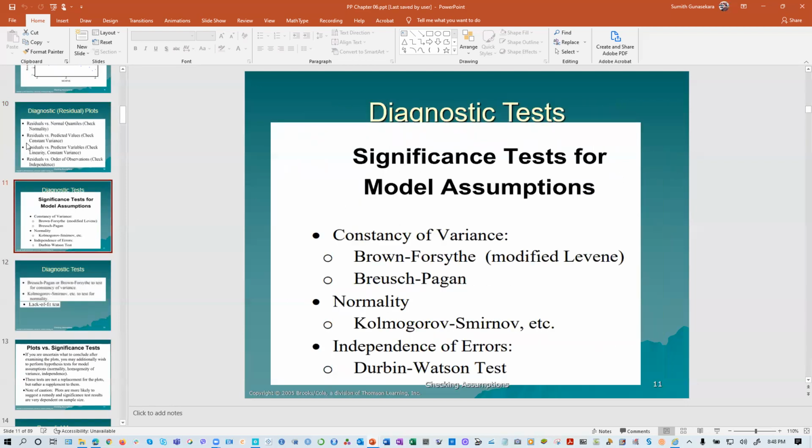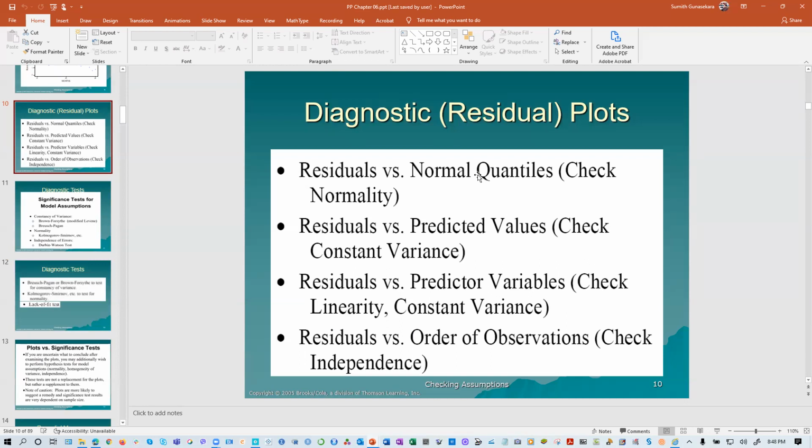In addition, by looking at these graphically, you can make a conclusion about whether the error terms satisfy the given assumptions: LINE. L, linearity; I, independence; N, normality; and E, equal variance. Constant variance means equal variance.